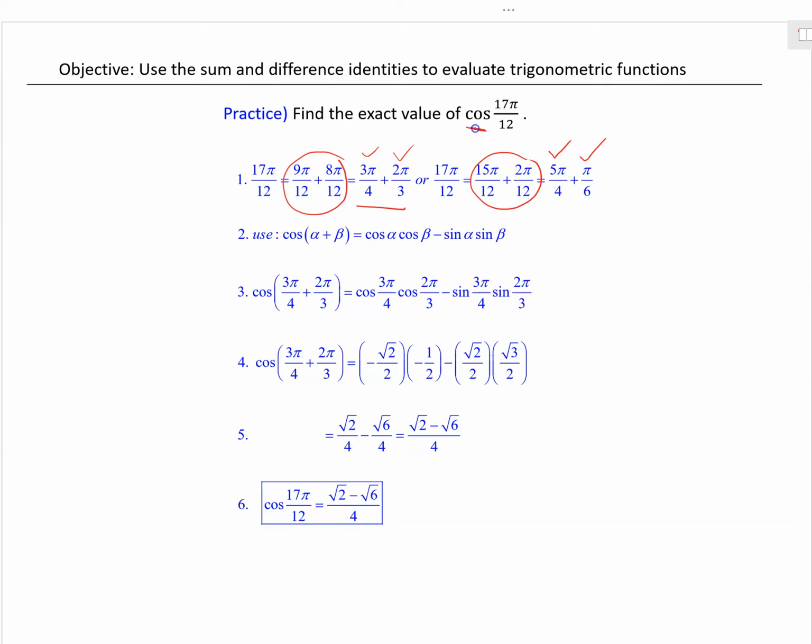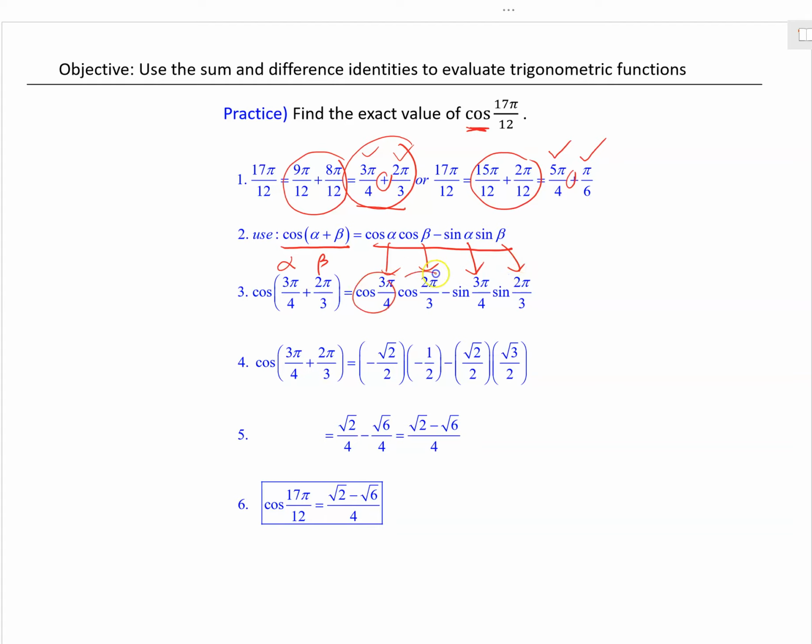So we are finding an exact cosine. In both of these, it's a sum of 2 angles. So we're looking at cosine of a sum, which is equal to this. So using this example shows using our 3 pi fourths and 2 pi thirds. So 3 pi fourths would be your alpha, 2 pi thirds your beta. So each of your alphas becomes your 3 pi fourths, each of your betas becomes your 2 pi thirds.